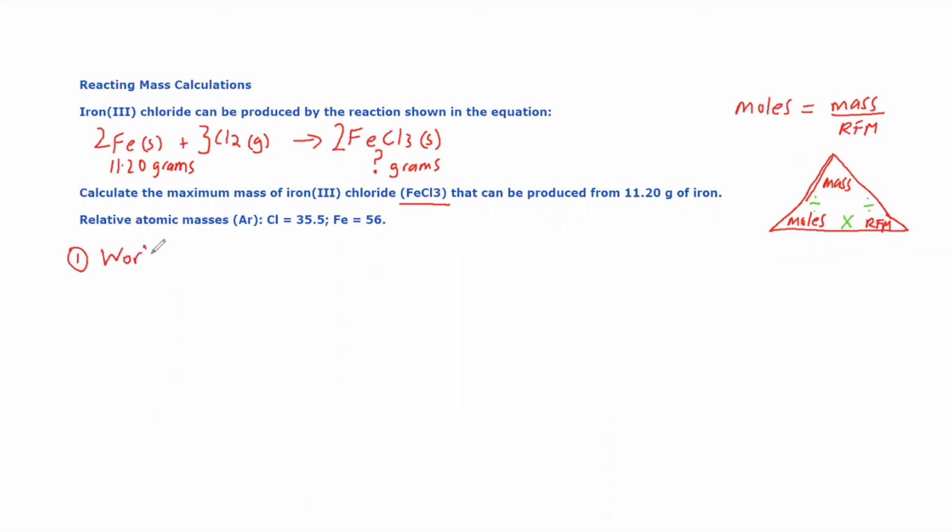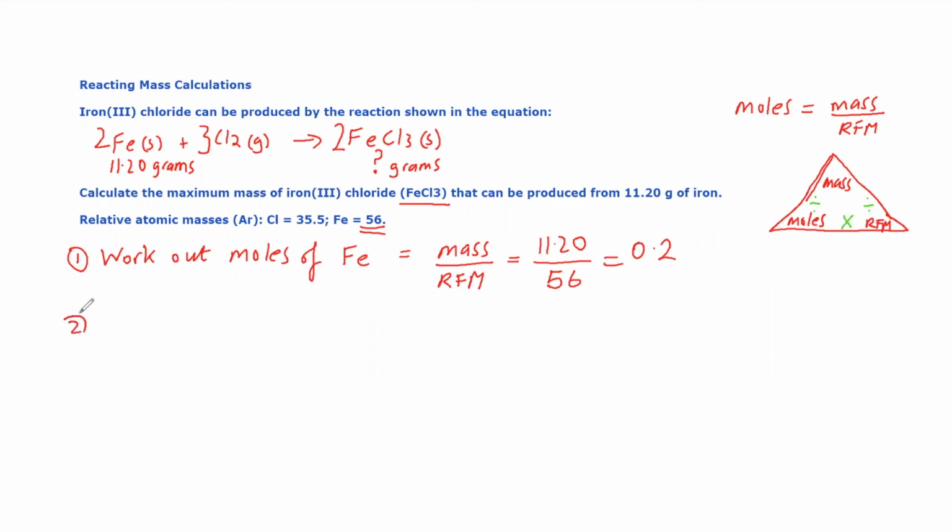Okay, number 1, what do I do? You work out the number of moles of Fe, because that's the only thing I know. I only know the mass of Fe. There's my formula. The mass is 11.20 grams, and Fe is given to me. It's 56. And when you work that out, I have to double check it. That's 0.2.